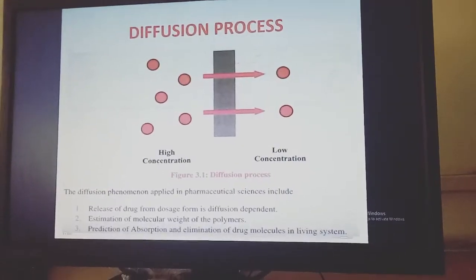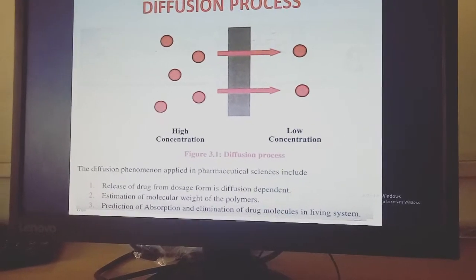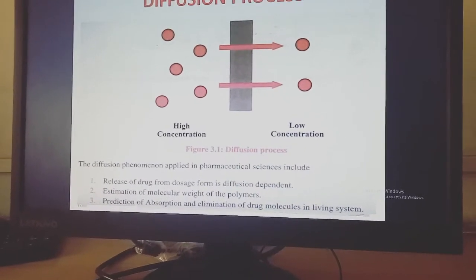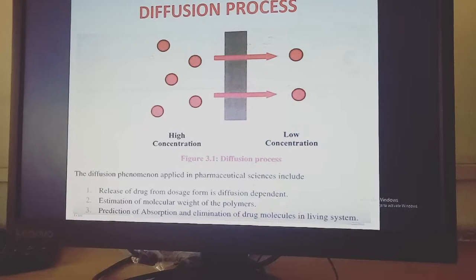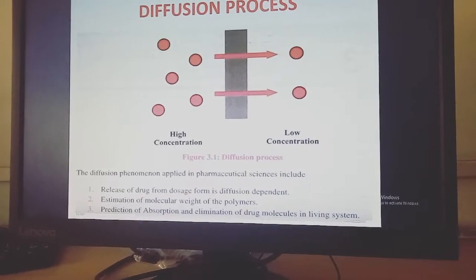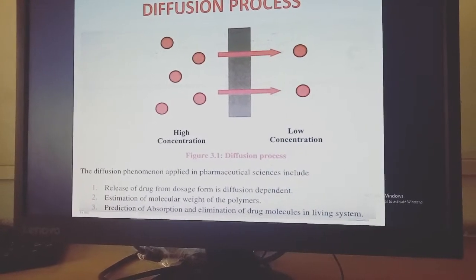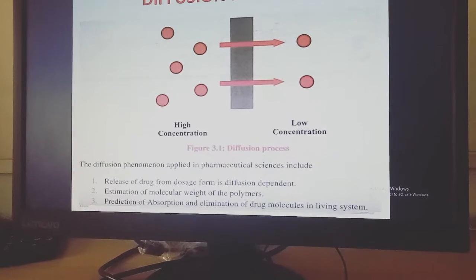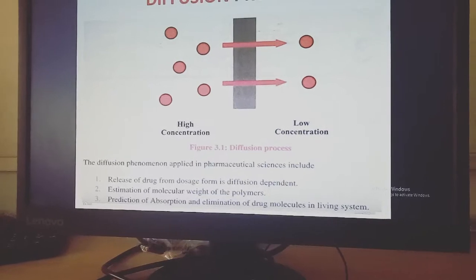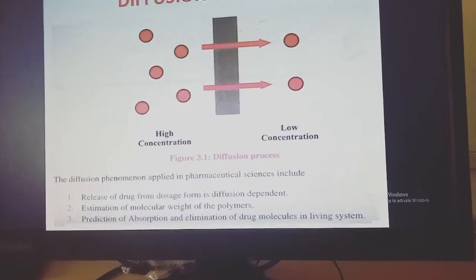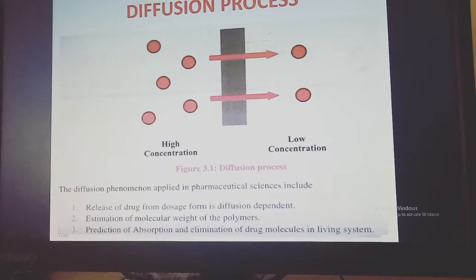Now we will discuss the diffusion process. I have already told you, students, that the diffusion process is the movement of molecules from a region of high concentration to a region of low concentration under the influence of the diffusion coefficient or concentration gradient. The diffusion phenomena applied in pharmaceutical sciences include the release of drug from dosage form, which is diffusion dependent, estimation of molecular weight of polymers, and prediction of absorption and elimination of drug molecules in living systems.